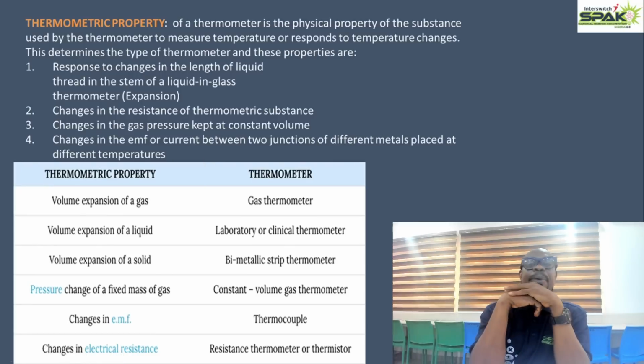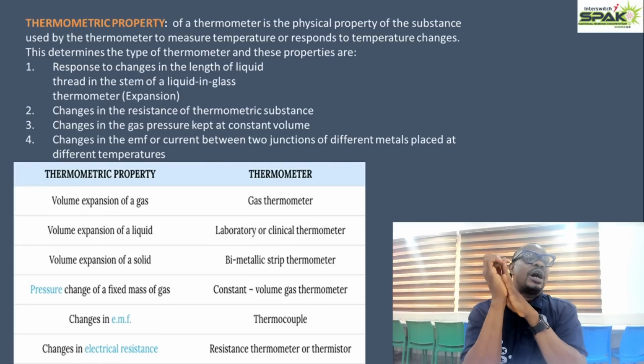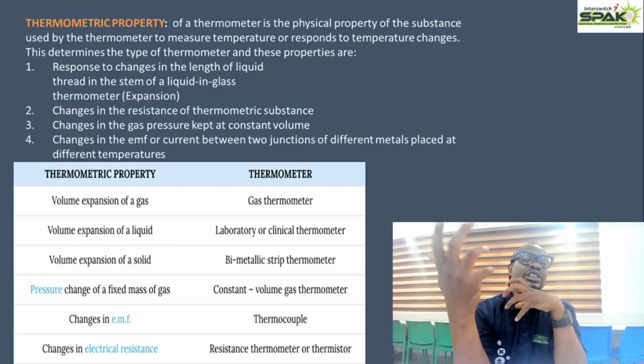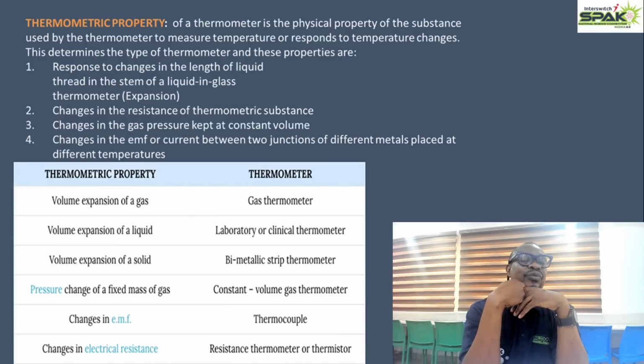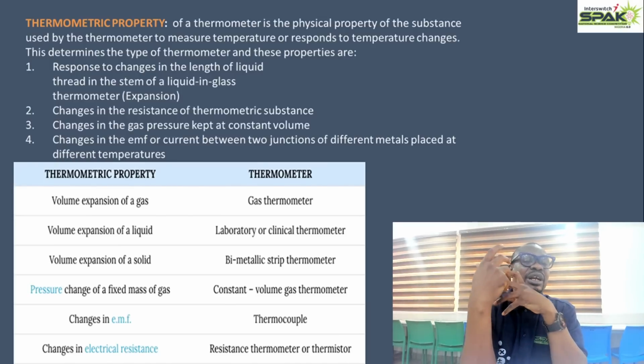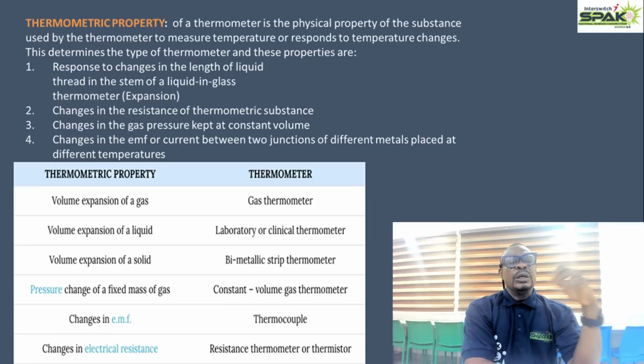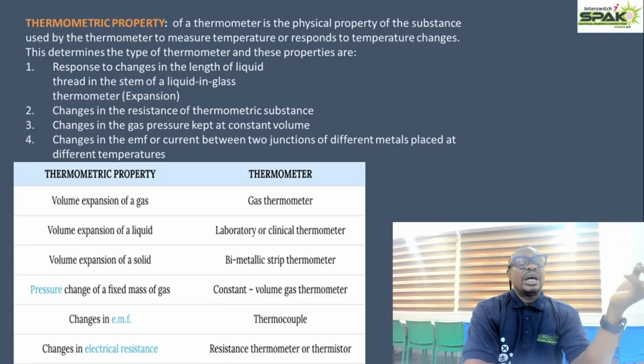Okay, thermometric properties. These are the properties of the liquid that respond to the change in temperature in thermometers. So, for instance, you have the liquid in glass thermometer. What is the thermometric property? What is the effect of those liquid to temperature? That is what we mean by thermometric property. So, for liquid in glass thermometer, you are talking about what?